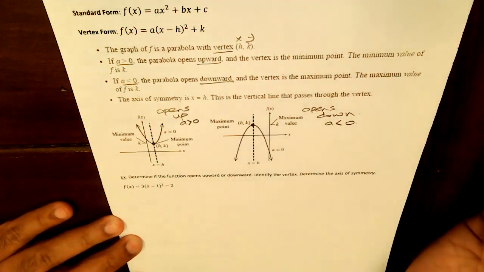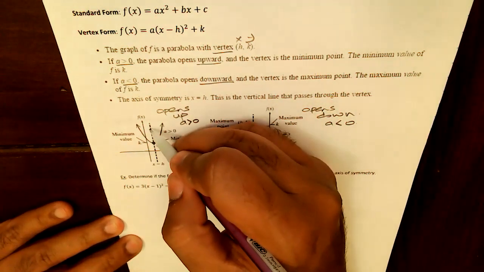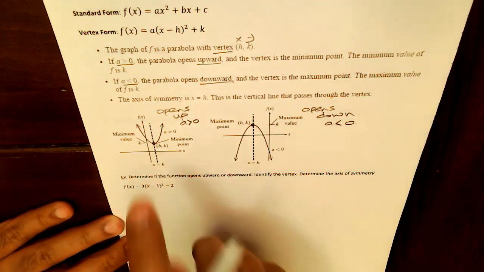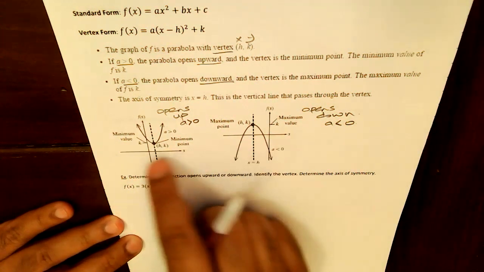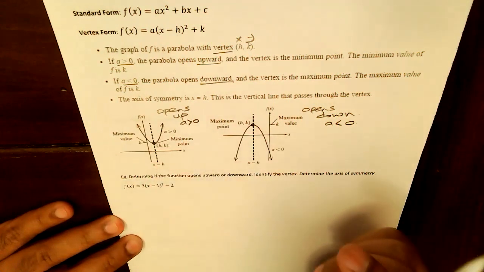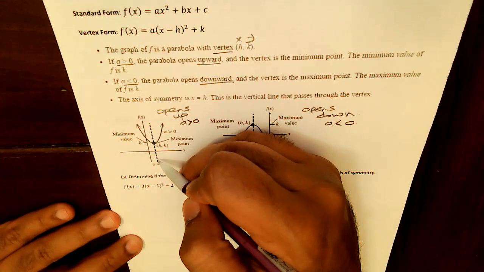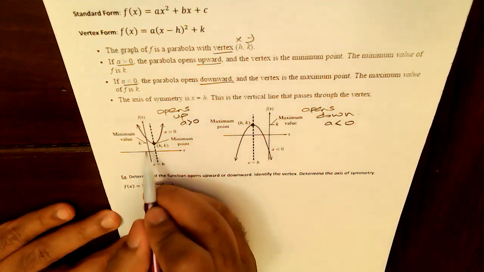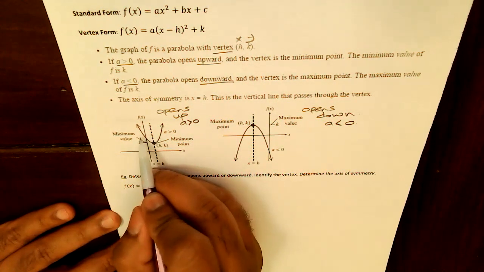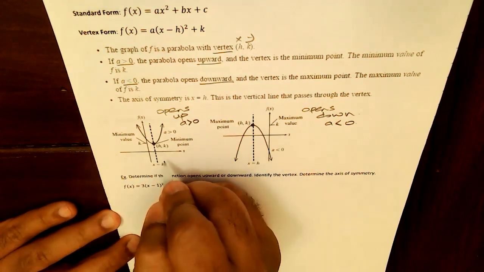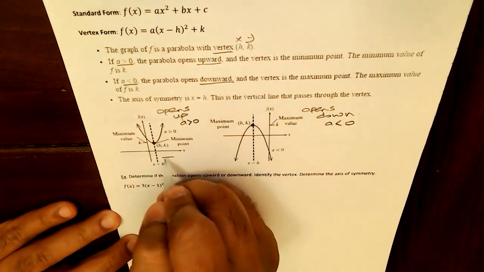Now, a parabola is symmetric. If I were to draw a line that goes right through the vertex, whether it opens up or it opens down, you will see that that line is going to be a line of symmetry, because you're going to have a mirror image of the parabola on each side of that line. That line is what we call the axis of symmetry.